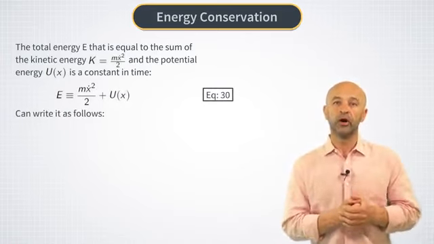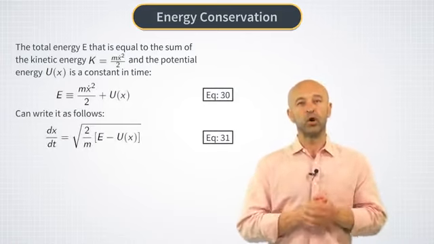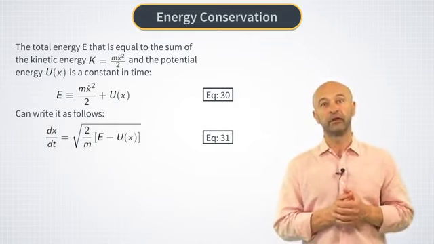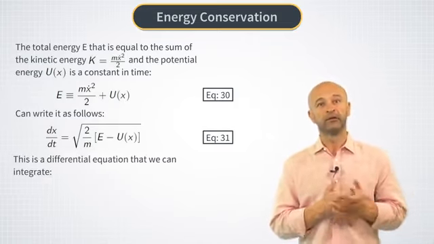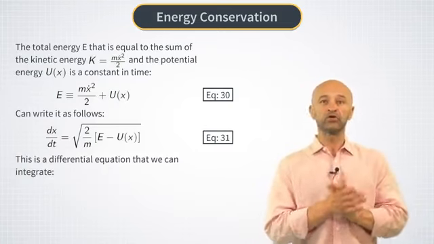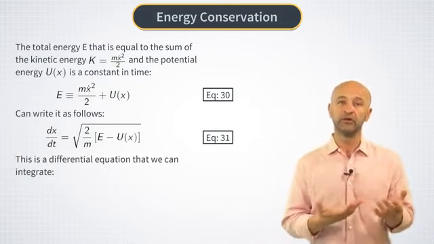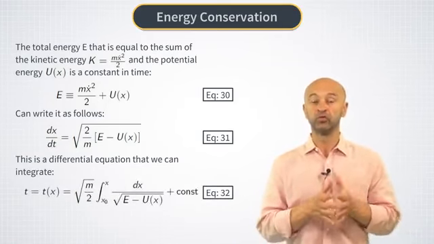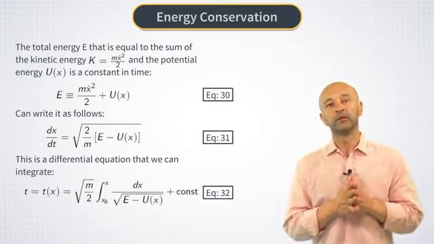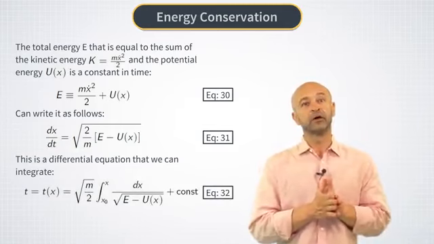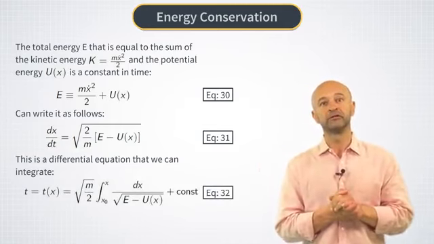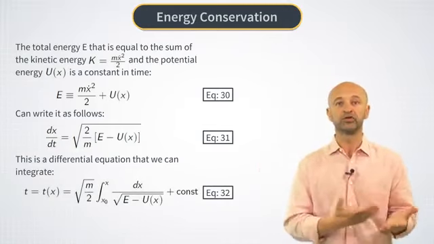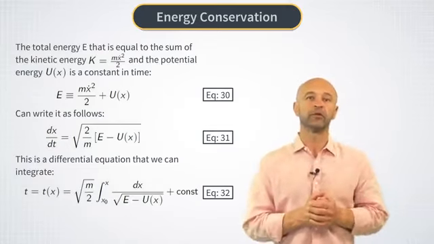We can also rewrite it as shown in equation 31 by regrouping terms and taking a square root. And this is an ordinary differential equation that we can explicitly integrate. And if we do that, we obtain equation 32 on this slide. Here, parameter x0 is some initial value, and the constant in this equation partly absorbs any changes to this parameter.